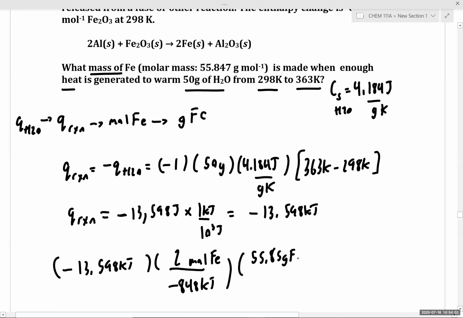Okay, and we know for the molar mass, we have 55.85 grams of iron in 1 mole of iron. So punching this into our calculator, we have 13.598 times 2 over 848 times 55.85. And that in turn gives us 1.8 grams of iron.